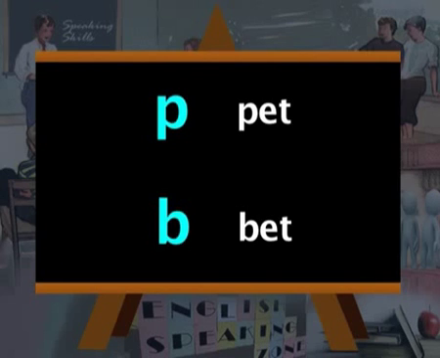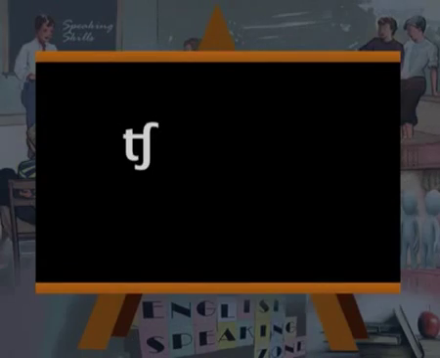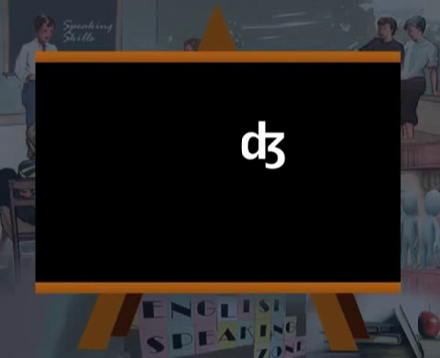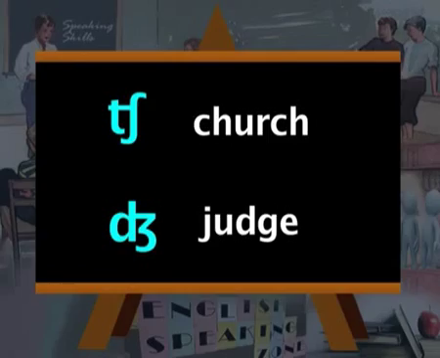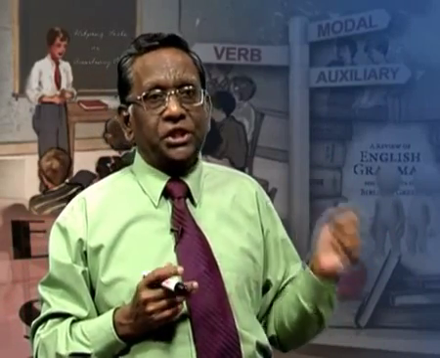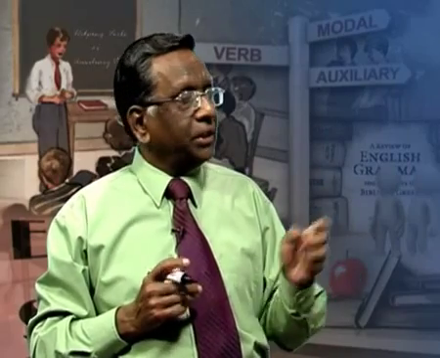And similarly, we have another category of sounds which are known as affricates. Affricate sounds are ch and j. Ch is voiceless, j is voiced. These are also very important for us to note, because we have them in words like church or judge. We have ch and j both initially and finally in those words, church and judge.